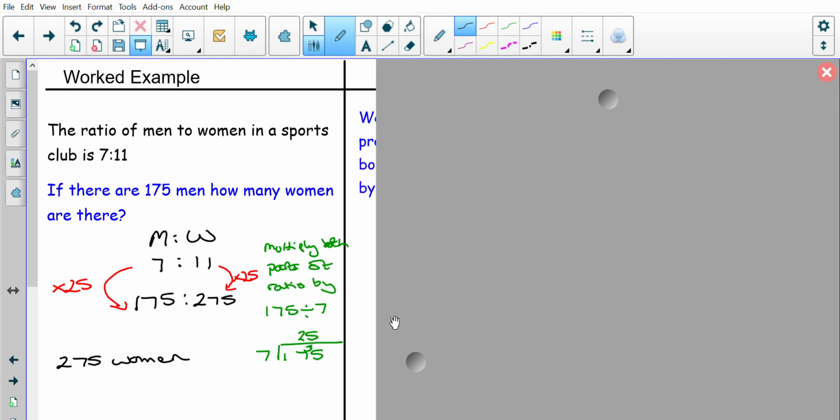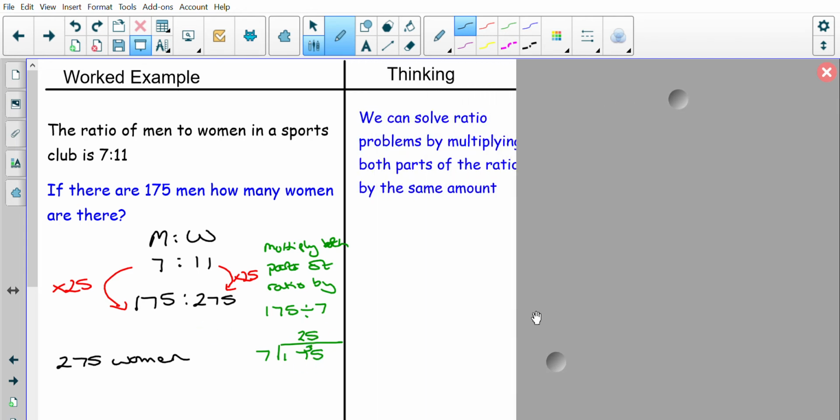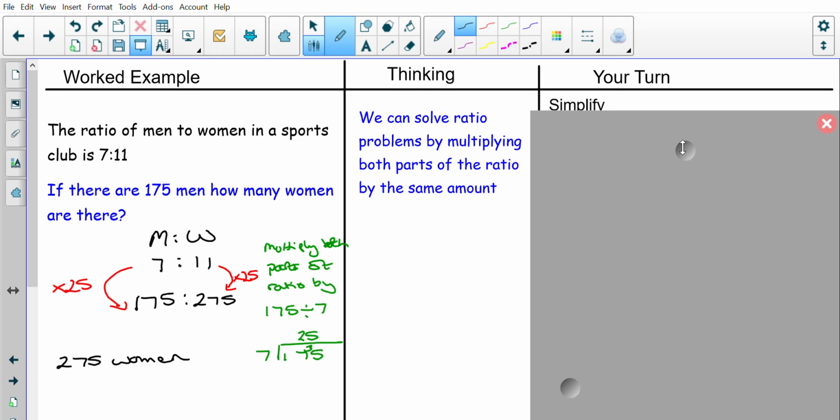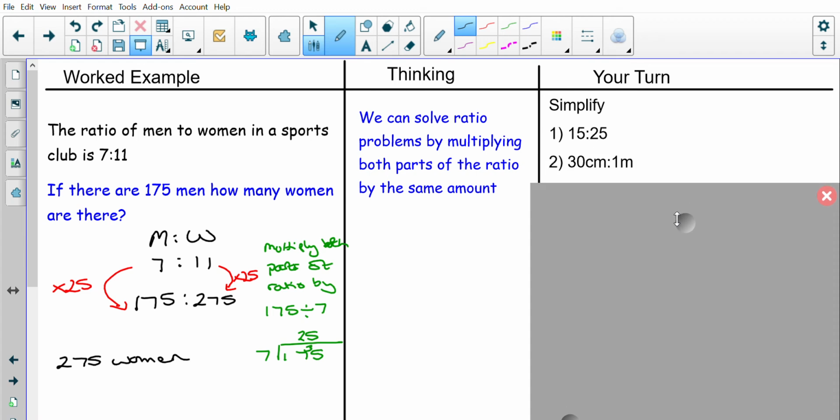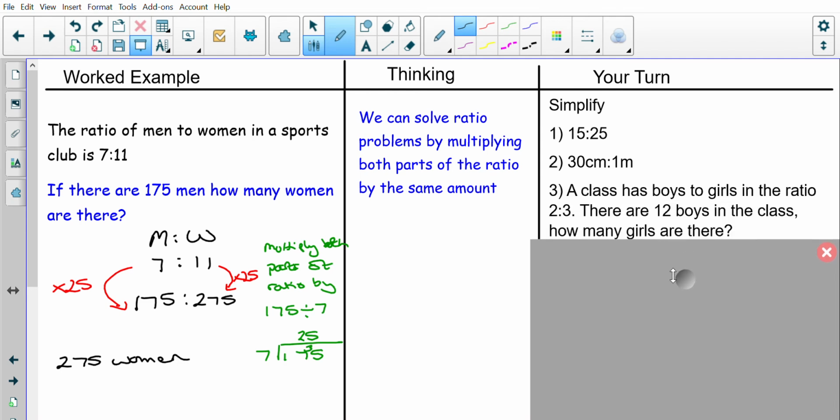So if we look at the thinking behind this, we can solve ratio problems by multiplying both parts of the ratio by the same amount. What I'd like you to do is pause the video and have a go at these your turn questions in your book. Question 1, a straightforward simplify without worrying about units. Question 2, you're going to have to convert both of them to centimetres and then simplify, and then a problem solving one there to try. So pause the video and try those now, and then I'll give you the answers.